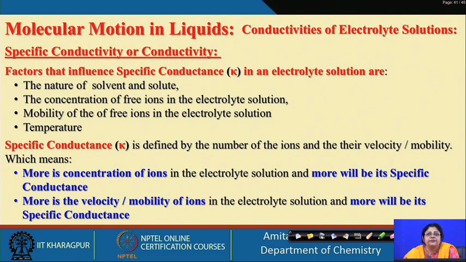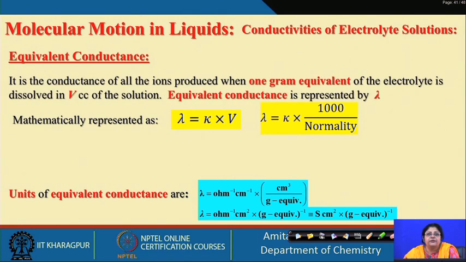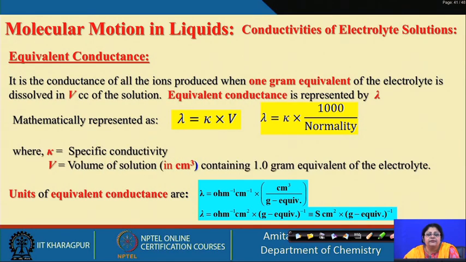Okay. So, another term which needs to be talked about before we take up the various parameters in electrolyte conduction is the equivalent conductance, and another one is the molar conductance. Equivalent conductance is the conductance of ions produced when 1 gram equivalent of the electrolyte is dissolved in V cc of the solution.